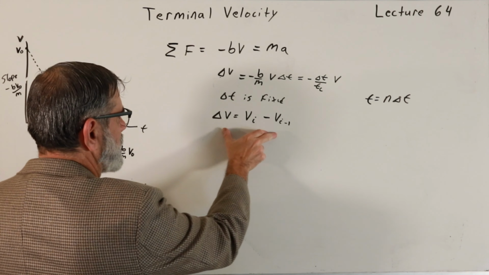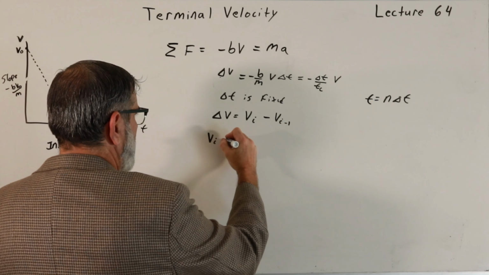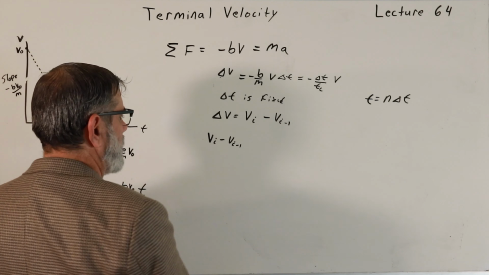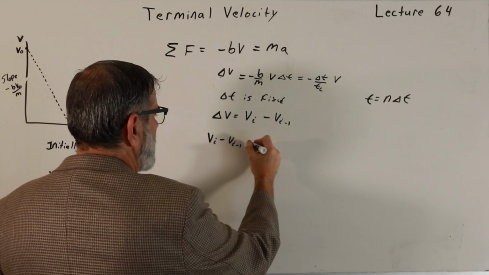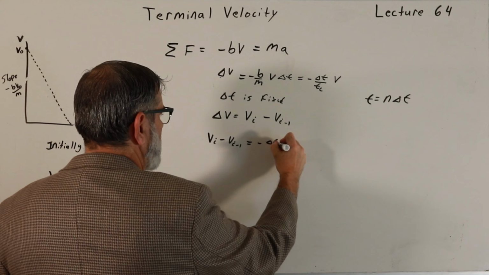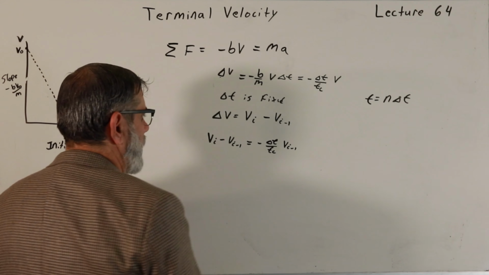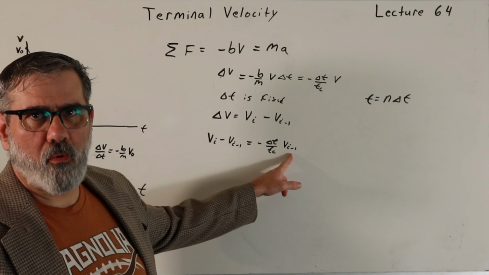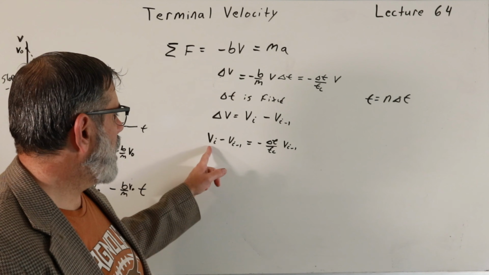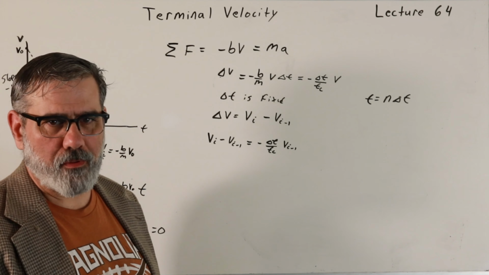So I'm going to introduce this into the equation up here. We have that V sub i minus V sub i minus 1 is equal to minus delta t over Tc times V sub i minus 1. Now, of course, it may not be obvious that this should be V sub i minus 1 and not V sub i, but again, I want to solve for V sub i. So I'm going to take this velocity to be the velocity of the previous time step.